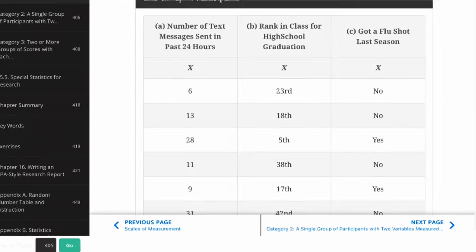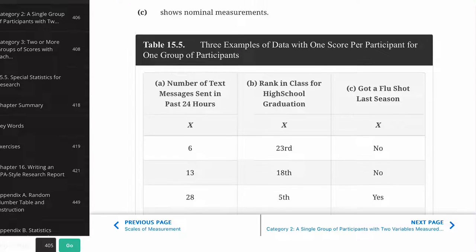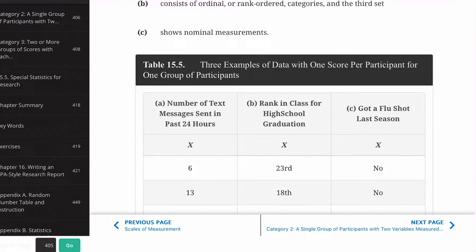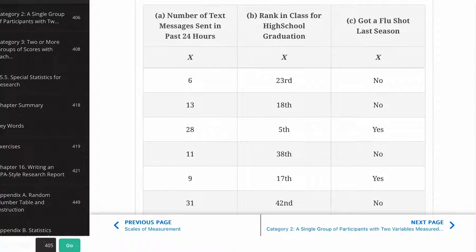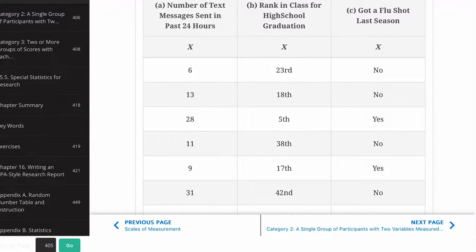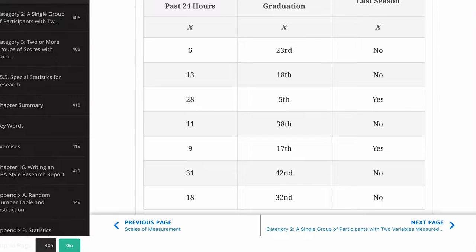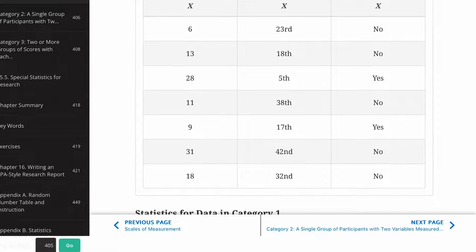There's 3 types of data that you can get from category 1. There's, again, the interval and ratio scales, those are numerical. B here is the ordinal, or ranked categories, and then C is the nominal. So you can see in column A here, number of text messages, that's numerical. That is that ratio or interval data. B here is the ranks. It's the high school rank, their rank in their graduating class. And then C here is whether they got a flu shot last season. It's just yes or no. So that is a nominal category. That's a name, right? It's not numerical.